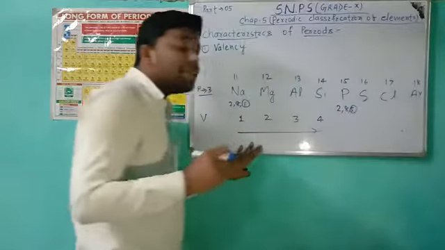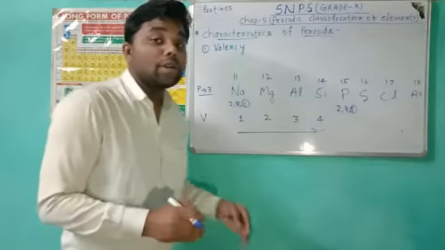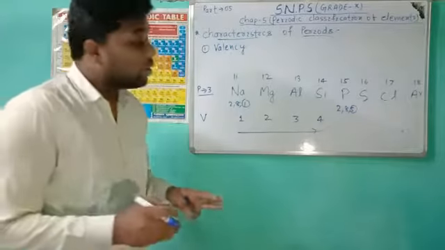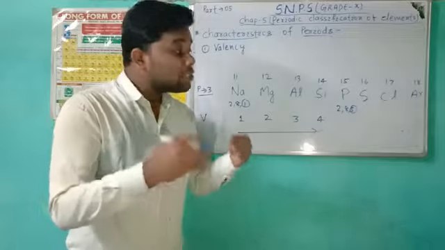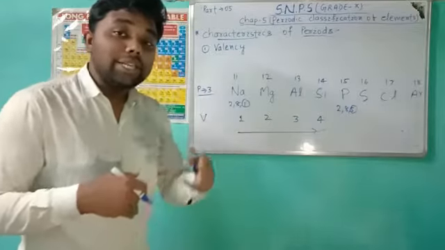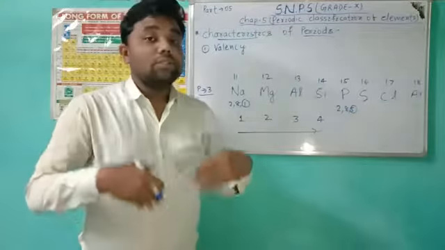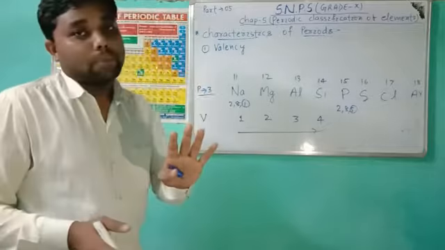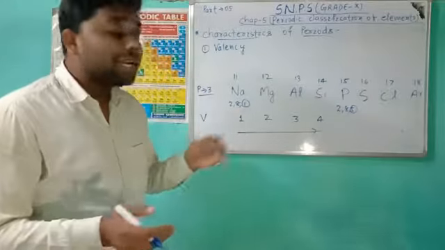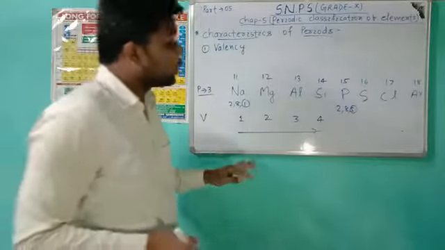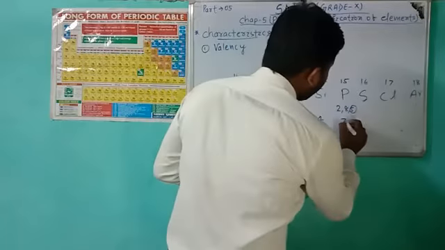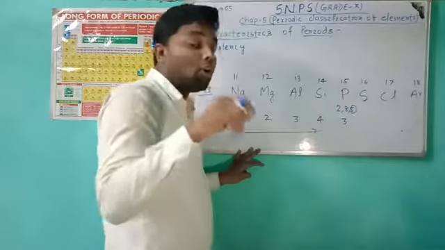Here the valency of phosphorus is only 3 because it is easier to gain 3 electrons rather than lose 5 electrons. So it can easily gain 3 electrons.